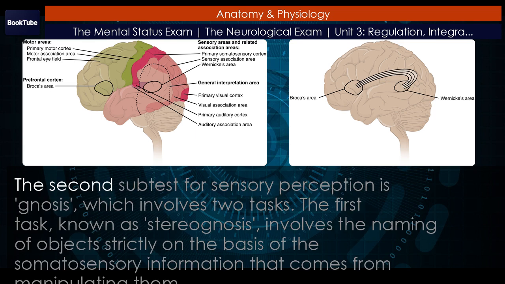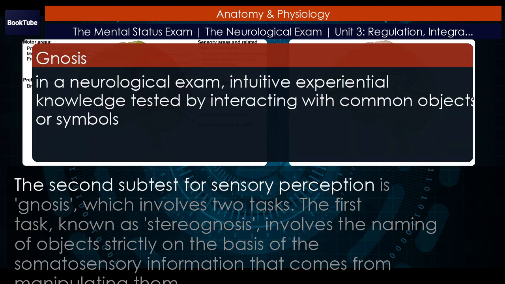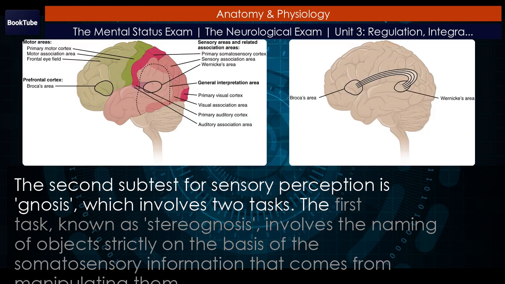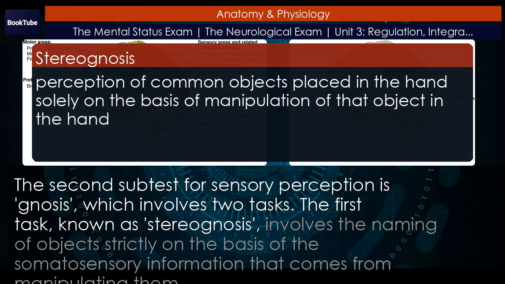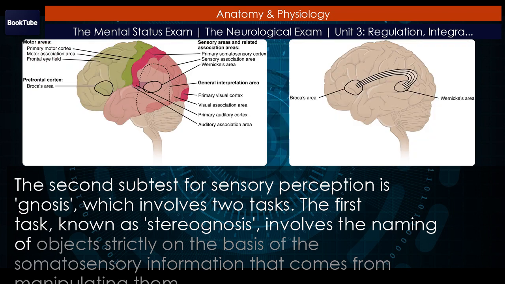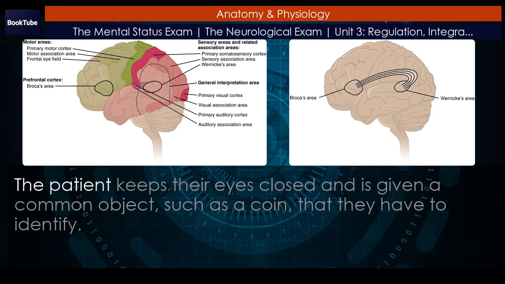The second subtest for sensory perception is gnosis, which involves 2 tasks. The first task, known as stereognosis, involves the naming of objects strictly on the basis of the somatosensory information that comes from manipulating them. The patient keeps their eyes closed and is given a common object, such as a coin, that they have to identify.